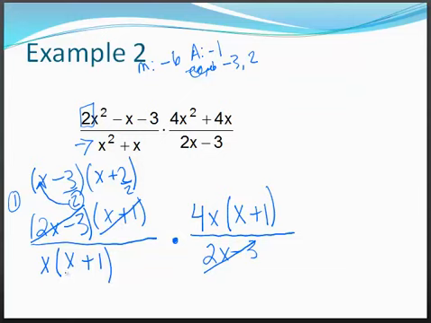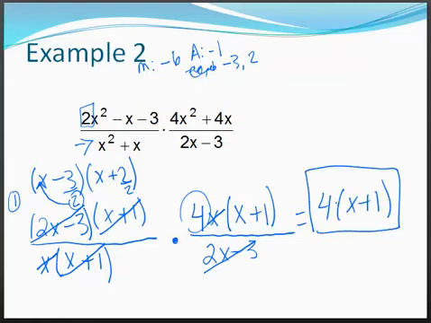This x plus 1 with this x plus 1 is going to cancel. Okay, I have an x here and I have an x here, so that's going to cancel. So the only thing I have left is 4 and x plus 1. So I would have 4 times x plus 1 as my solution. Now I know that's a lot. That's the reason we're taking this slow.